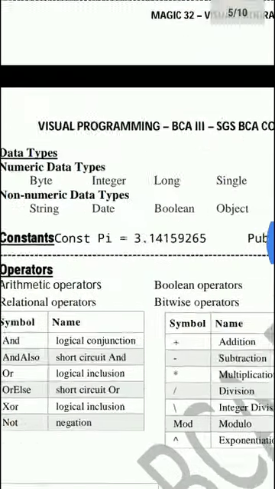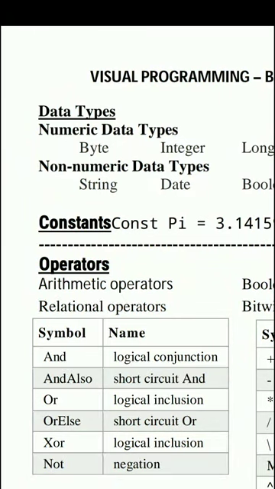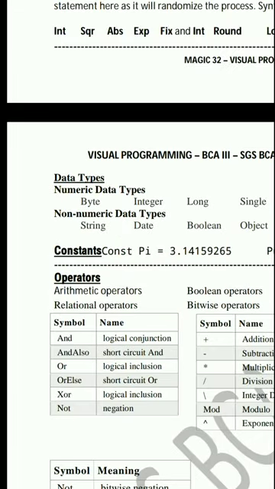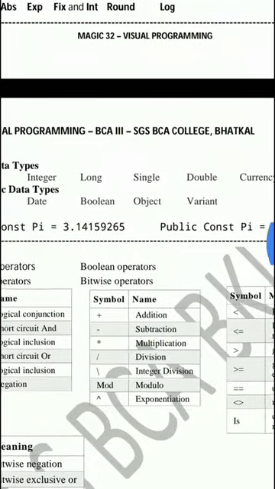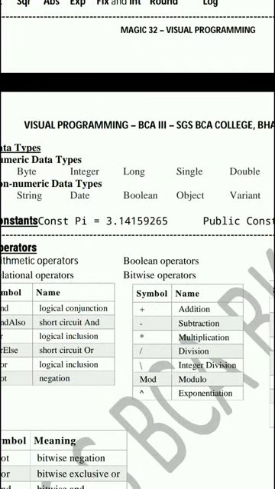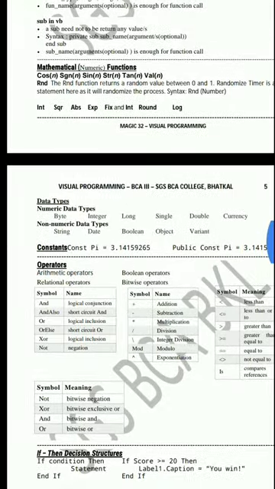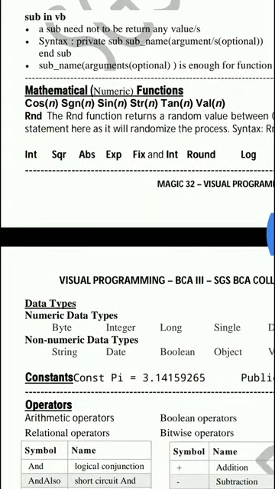Here we have the data types. Data types can be of two different types, numeric data types or non-numeric data types. Numeric data types include byte, integer, long, single, double, currency, etc. Non-numeric data types are string, date, boolean, object, and variant. There are also mathematical or numerical functions, sine, cos, tan. Along with that, we have the functions string and value. We have sqr for square root, int, rnd for random, and so on.